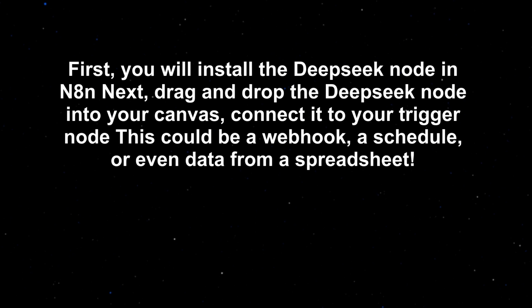First, you will install the Deepseek N8n. Next, drag and drop the Deepseek node into your canvas. Connect it to your trigger node. This could be a webhook, a schedule, or even data from a spreadsheet.